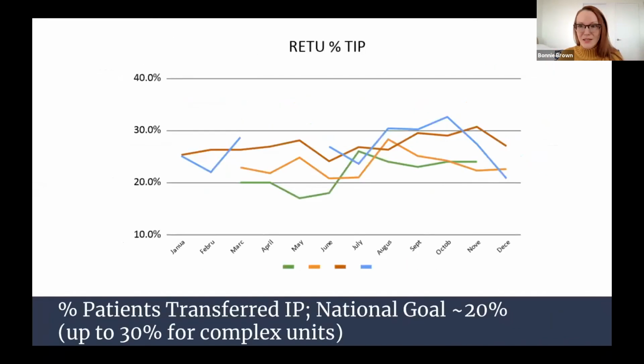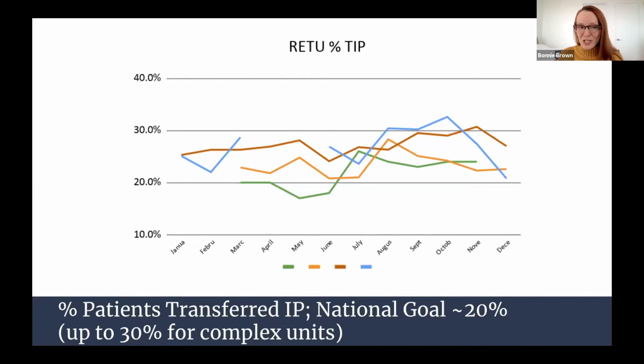All right, and then this is a graph that just looks at the percentage of patients we transfer inpatient. The goal should be between 20 and 30%, and this is to make sure that you're not accepting patients that are too sick and that you're not accepting too few patients. So that's the nationally agreed upon range that is appropriate.